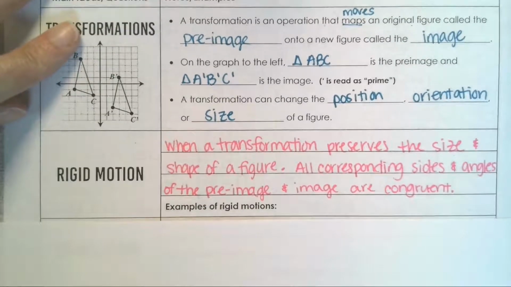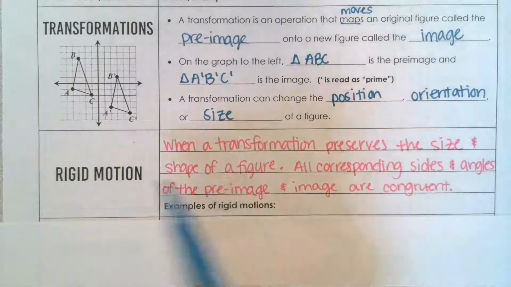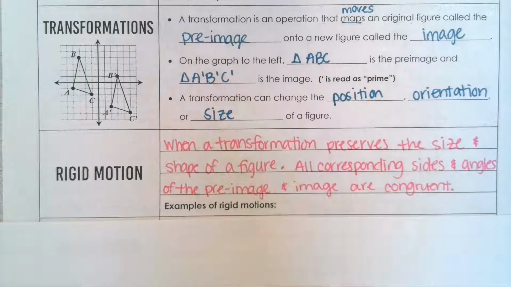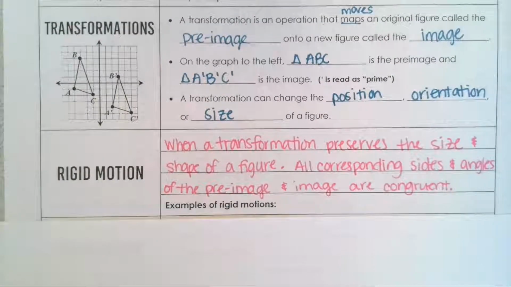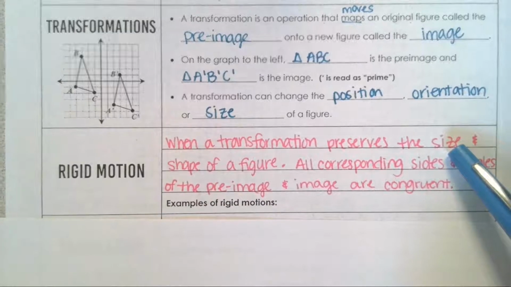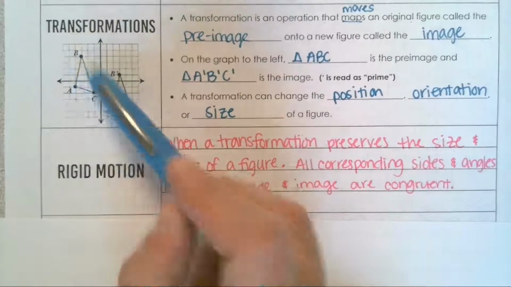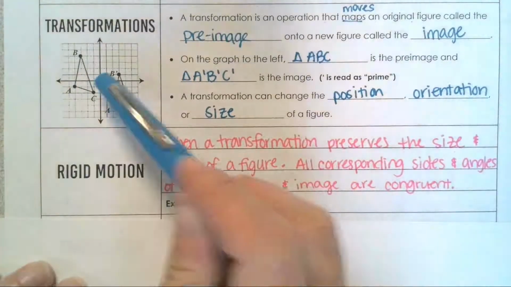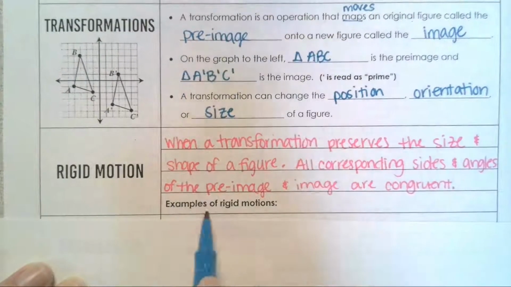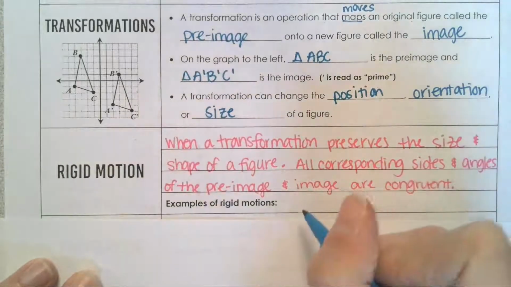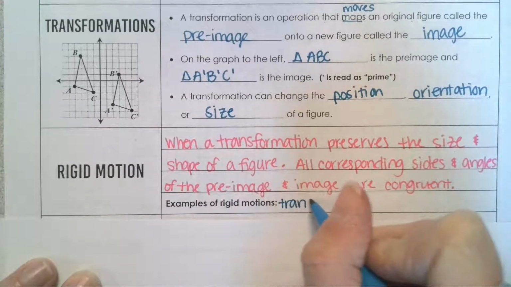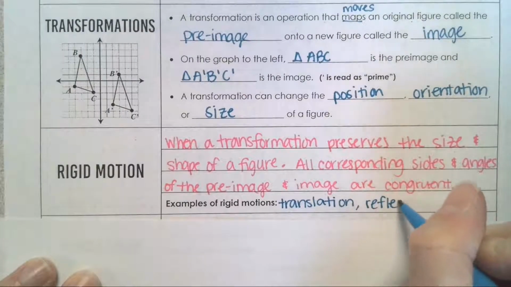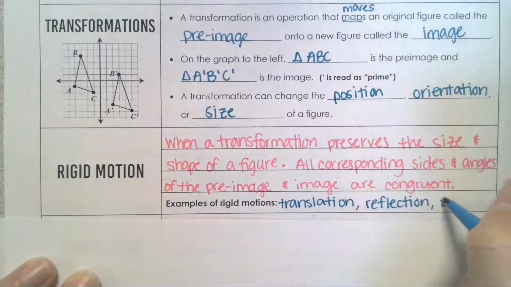So now, rigid motion. Rigid motion is when a transformation preserves the size and shape of a figure. So if you are moving your shape around, but the size of it doesn't change, and then the shape of it, like up here where we had a triangle and we ended with a triangle, and you can see that they still look the same, that's considered a rigid motion. There are 3 examples of rigid motion that we're going to focus on this week, and that's going to be a translation, a reflection, and a rotation.